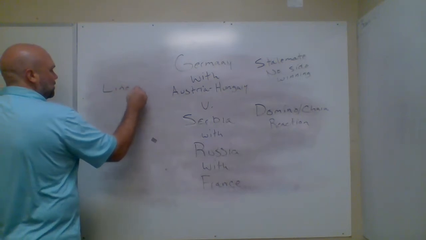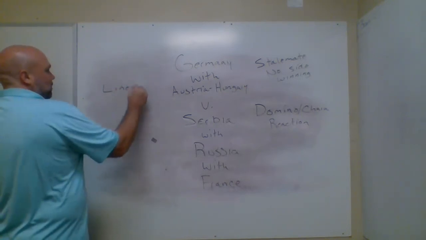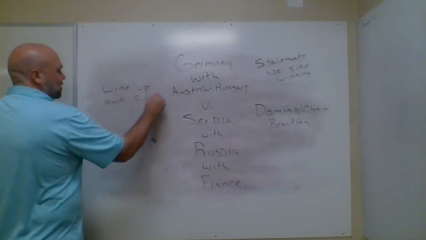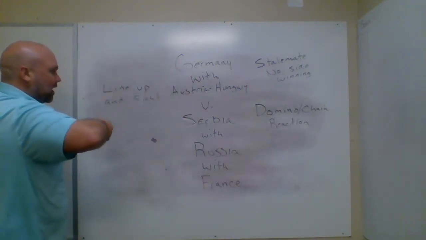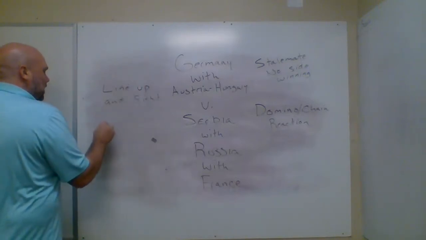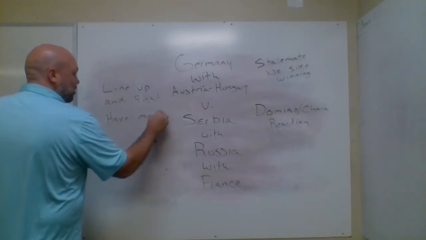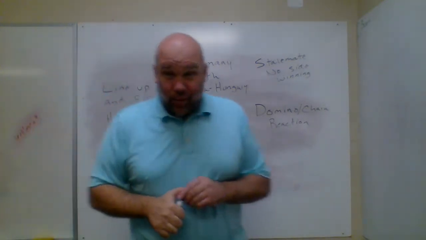Line up, not line out. Line up and fight. And so here's the deal. If you line up on that side and I line up on this side, that's fine if we're fighting with fists. The problem is now what did I say we have? Machine guns. How's that going to work?